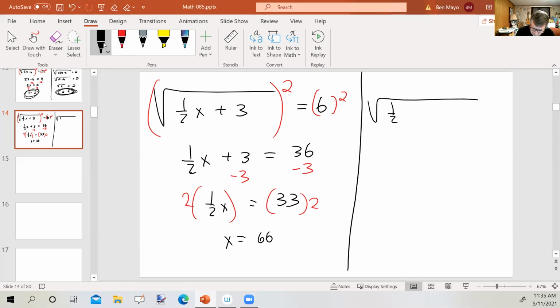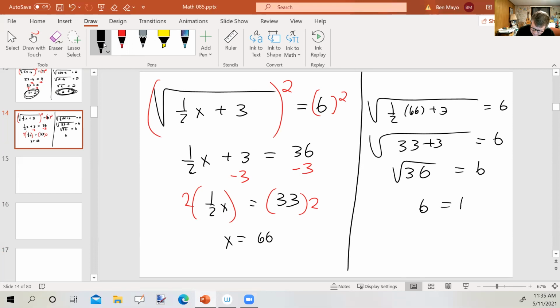Let's check our work. The square root of 1/2 times 66 plus 3 equals 6. 1/2 times 66 is 33. 33 plus 3 is 36. The square root of 36 is 6. So again, the solution checks. Okay, let's take a look at another example.